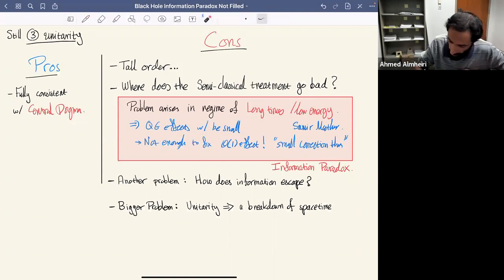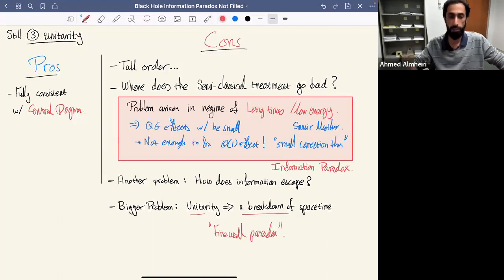And there are more problems. One is how to see that information escapes. Suppose you throw something into the black hole, you expect it to come back out, but it doesn't come out. Furthermore, something I'll discuss in a little bit is that unitarity seems to lead to a breakdown of space-time. That's the firewall paradox.